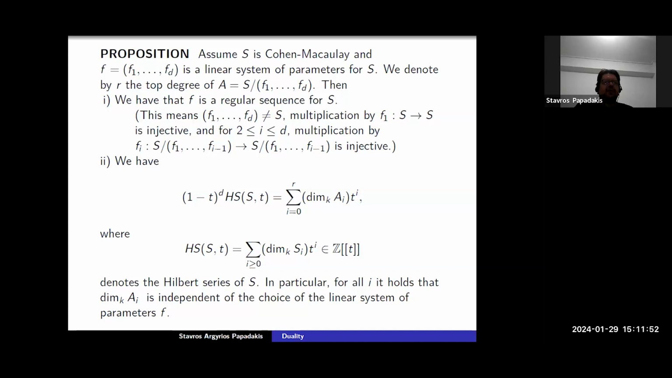A consequence of that is that these dimensions of the graded pieces A_i are independent of the choice of the linear system of parameters A. And this is due to the Cohen-Macaulay hypothesis on S. Are there any questions so far?